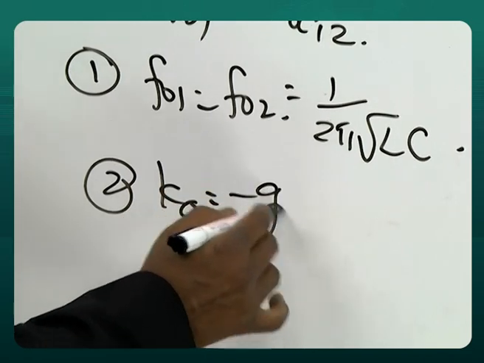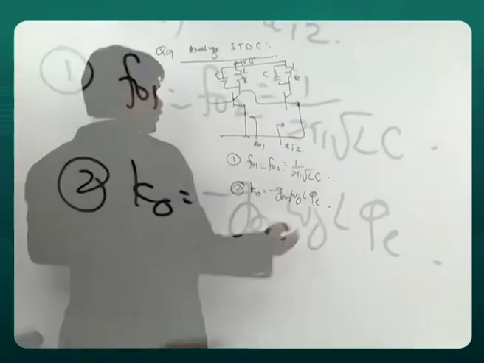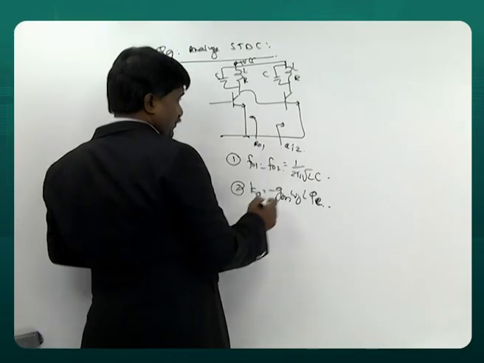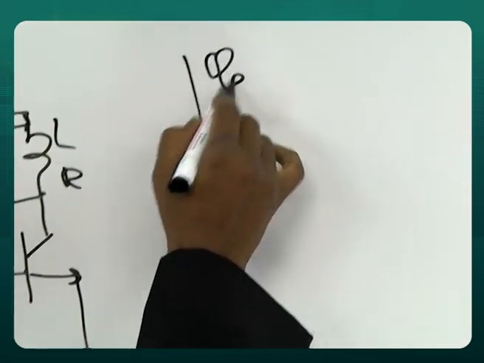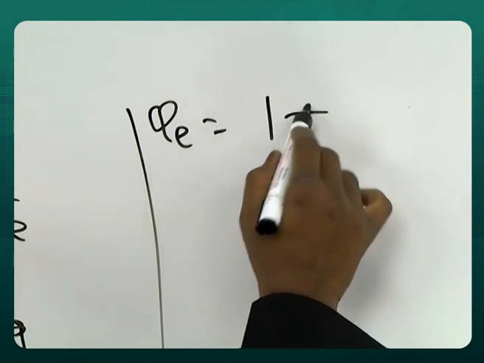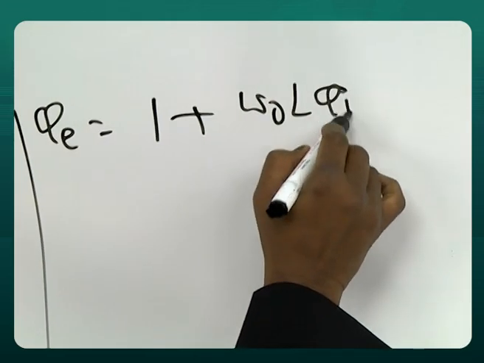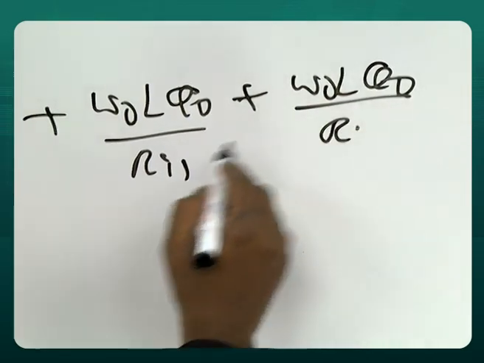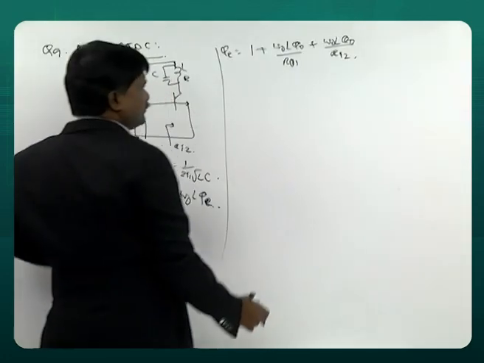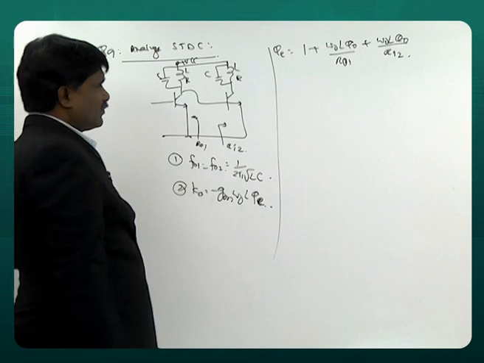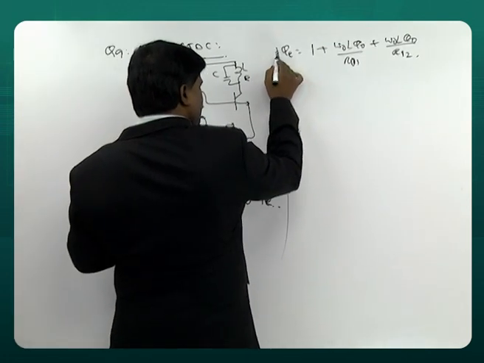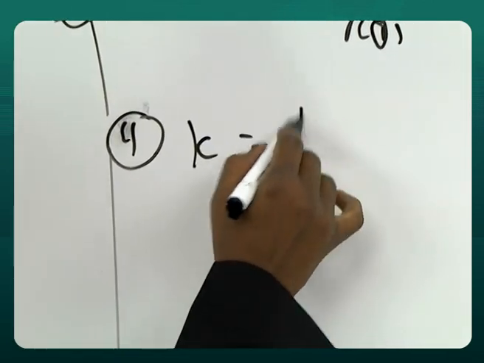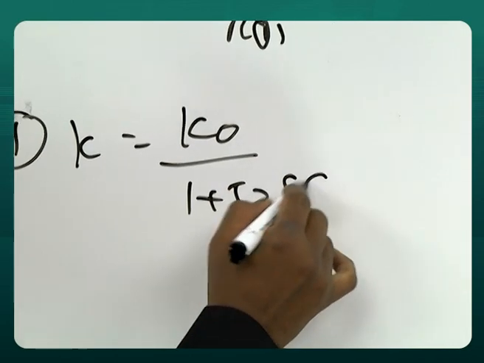Second one is K0 is minus GM omega L QE. It's not quality factor, it is effective quality factor, where effective quality factor is 1 plus omega naught Q naught by RI1, omega naught Q naught by R01, RI2. That's a quality factor. Then the fourth point is K is K0 by 1 plus J 2 delta QE.